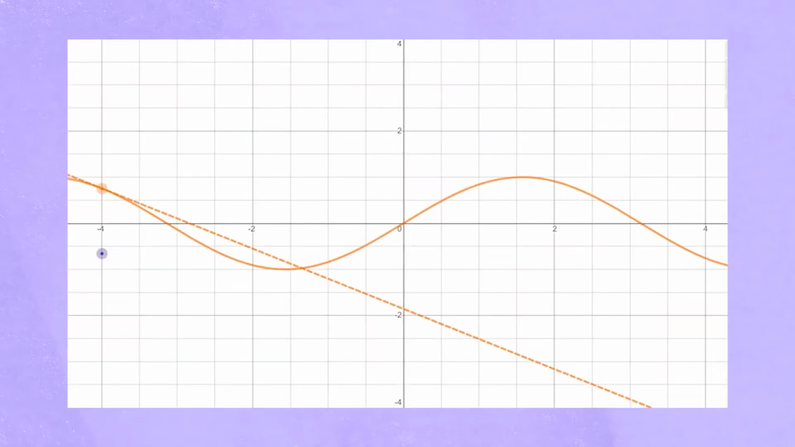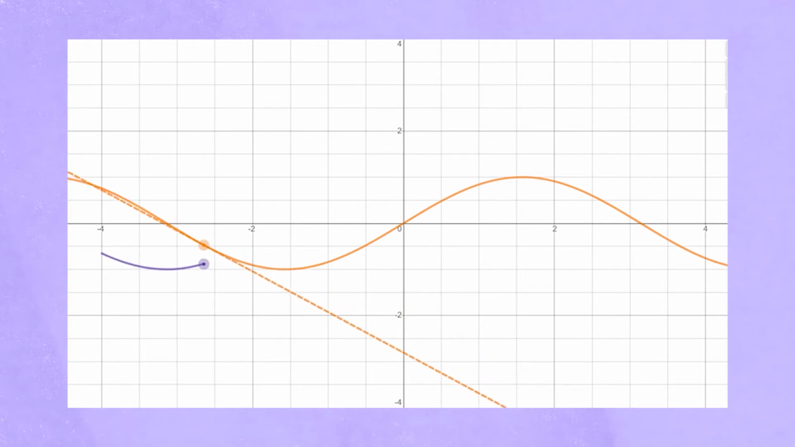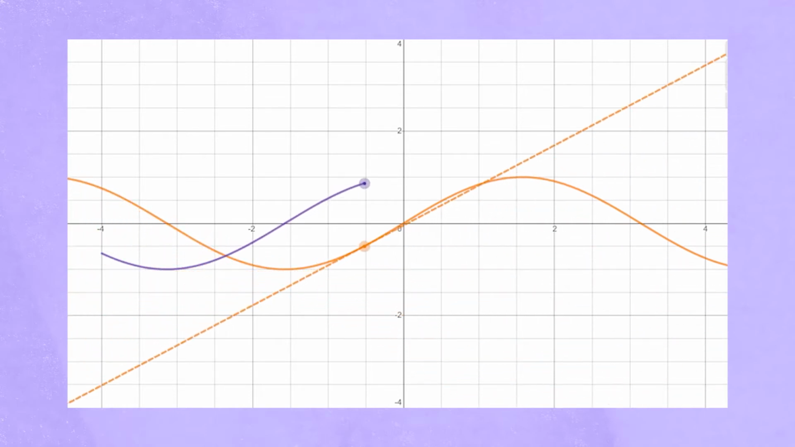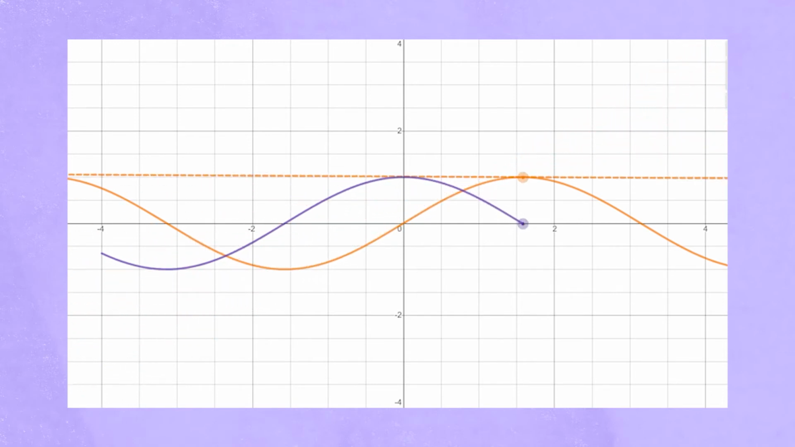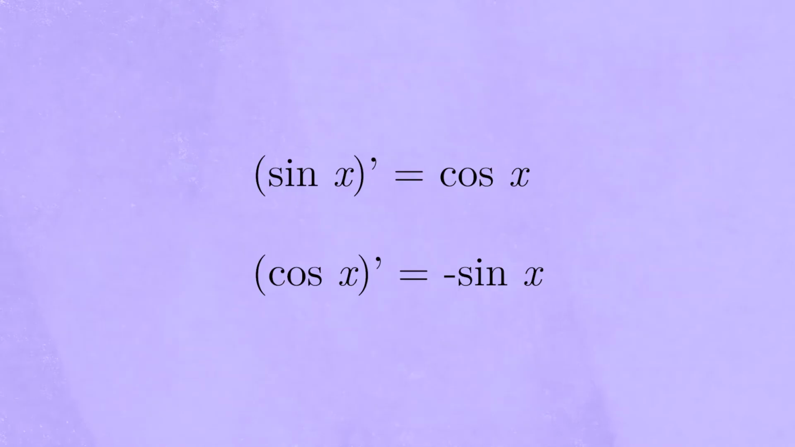We see here the graph of the sine function with the tangent line to a point all in orange. As we move the point of tangency to the right, Desmos plots the slope of the tangent lines in purple. This graph may look familiar. Indeed, it is cosine of x. To reiterate, the derivative of sine x is cosine.